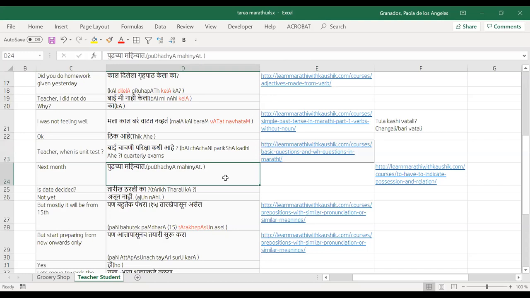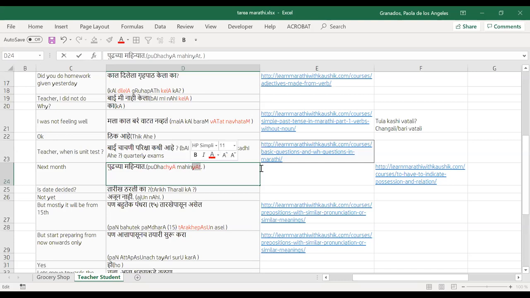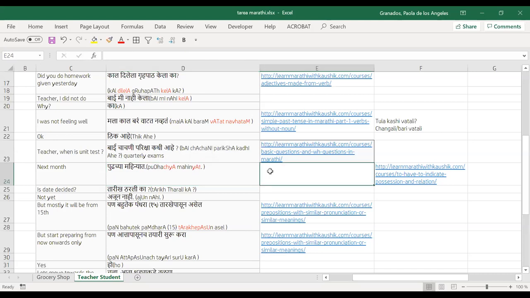Pudachya mahinyat. On this one, I was trying to identify the lesson to refer to, when you indicate possession. Why in this will you use cha and nyat, instead of just a cha? Actually, in English, we won't say 'in next month', we will say 'next month'. But in Marathi, it will be a translation of saying 'in next month'.